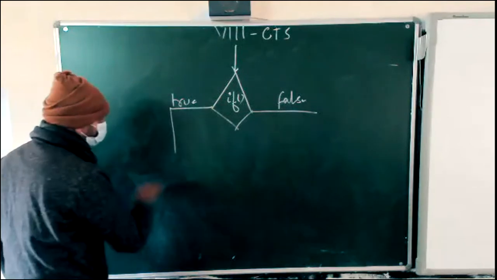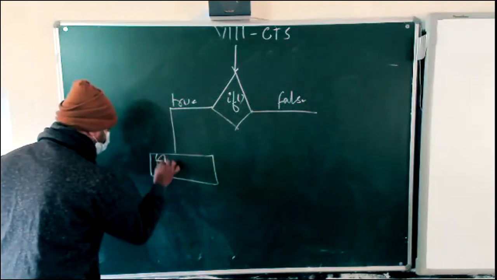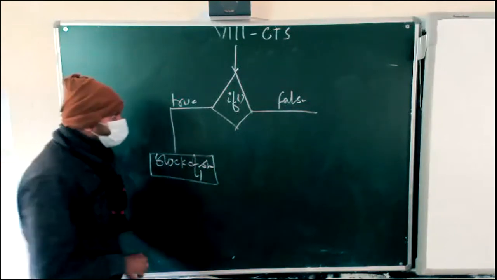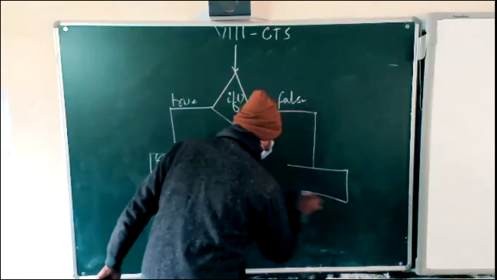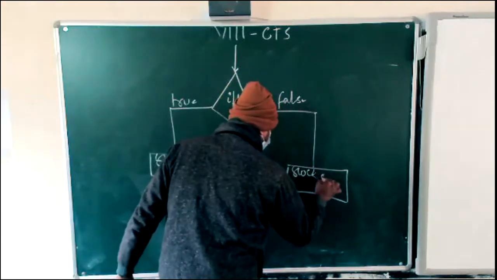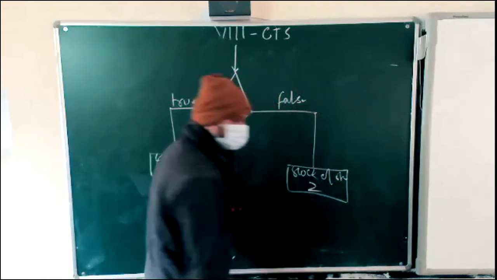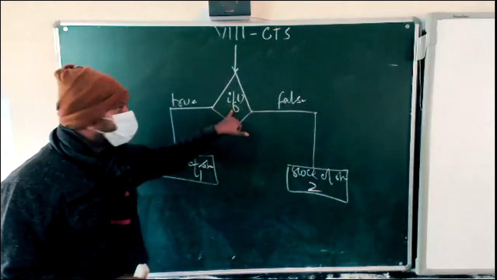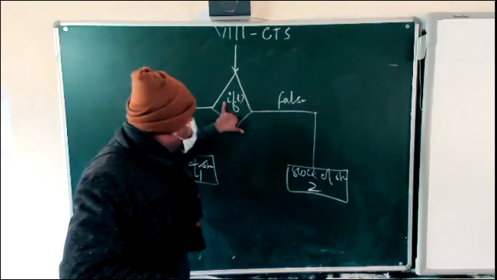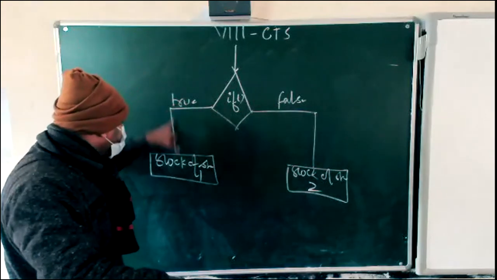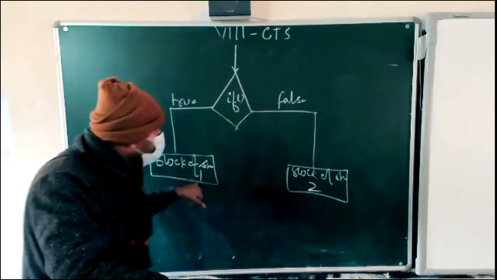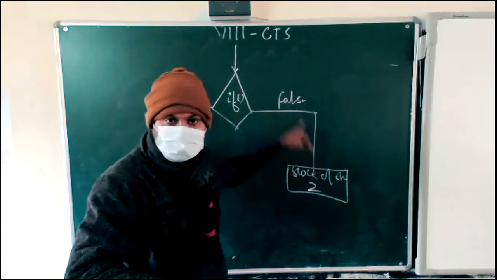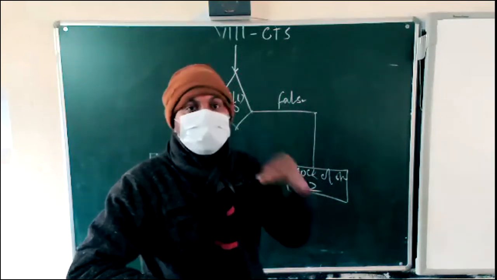If this is true, then your block of statement 1 will be executed, and if this is false, then block of statement 2 will be executed. You can see input is coming from the top into the decision box. If the condition is true, it will come this side and block of statement 1 will be executed, and if the condition is false, block of statement 2 will be executed. So this is the basic structure of how your if block works.